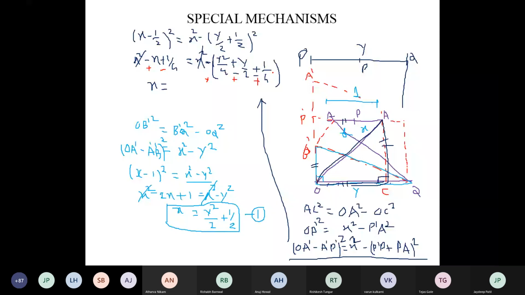Yes sir. y square upon 4 will remain as it is, plus y by 2, plus 1/2. Correct? Is it right? x is equal to y square upon 4 plus y by 2 plus 1/2. Just check the signs once. Now this is equation number 2.